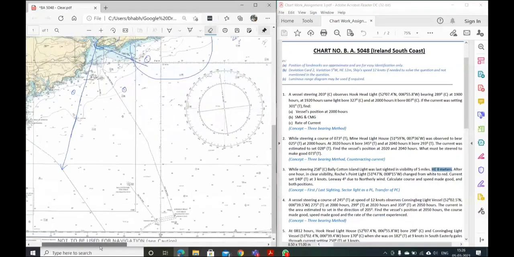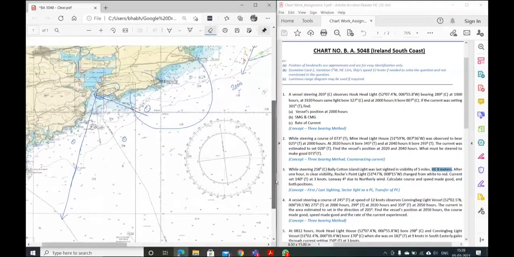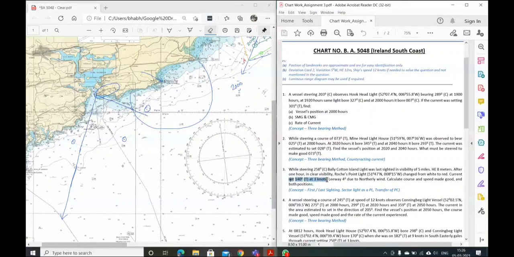Okay, so what do we have on the chart now? Let us see. We have a position circle, and after 1 hour, we have a position line. Current is setting 140 at a rate of 3 knots. Leeway is 4 degrees due to northerly wind. Calculate the course and speed made good and both the positions.